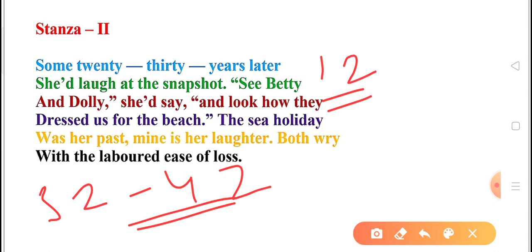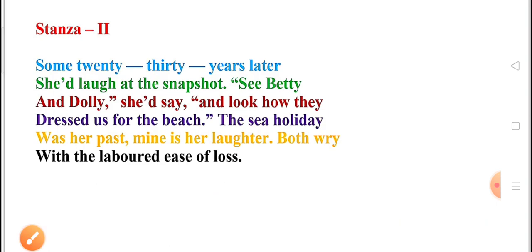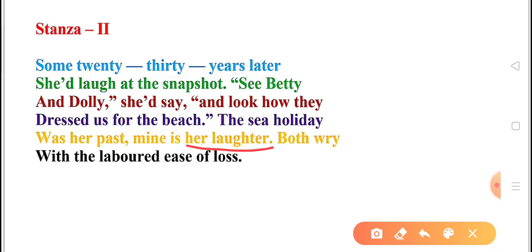And then she says that the sea holiday was her past. Poetess says that the sea holiday was her past, mine is her laughter. Now, these things are the talk of bygone days. Sea holiday, when my mother was a young child, she used to go, but now she can't go. It has become part of the history of her life. And mine is her laughter.